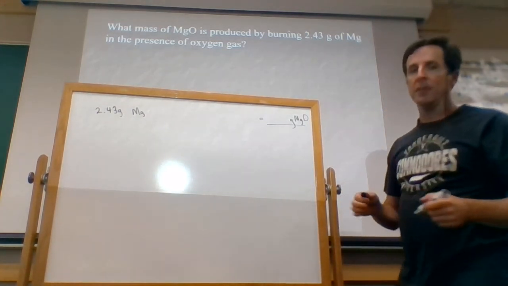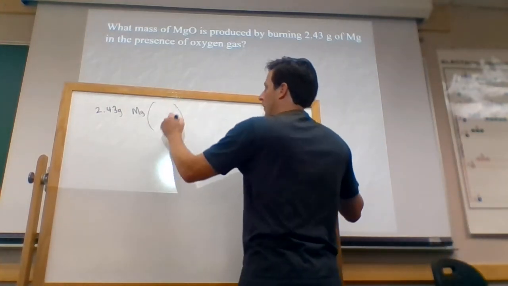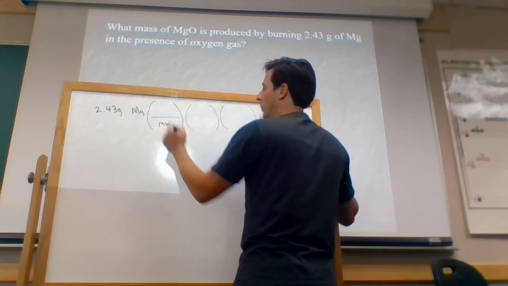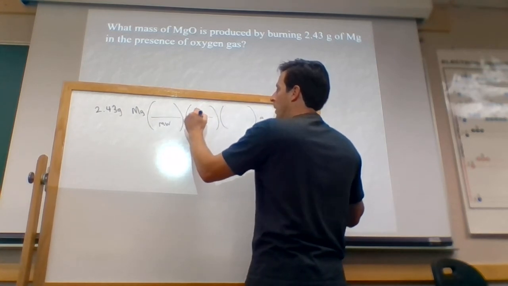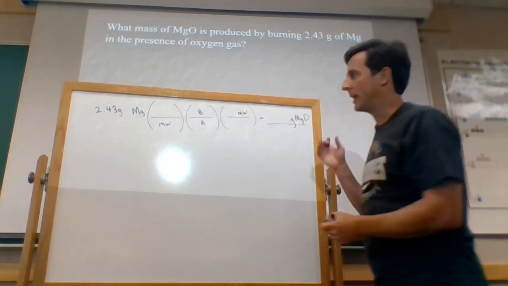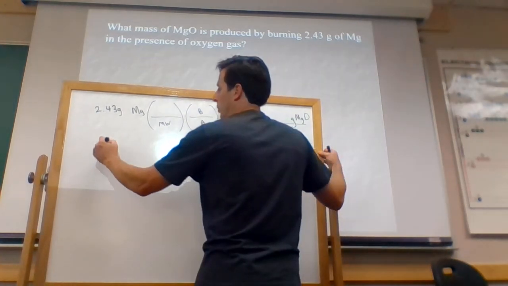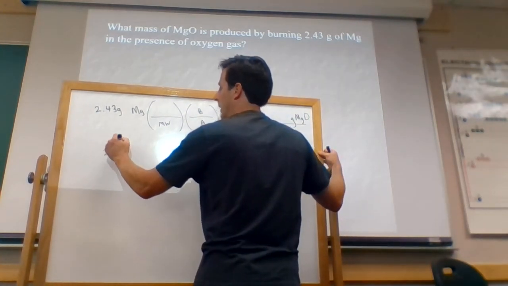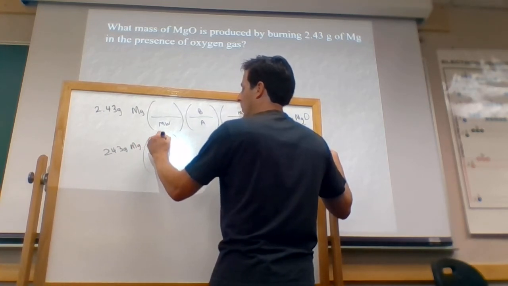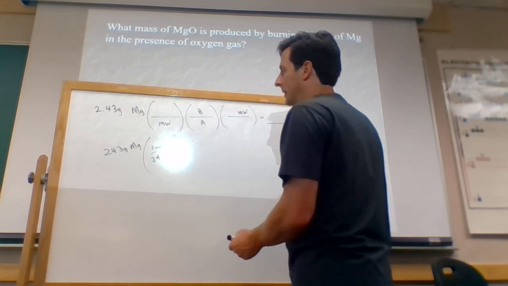Now, once again, if it's a grams to grams problem, it's going to be 3 steps. The setup is always going to be the molecular weight of the first one at the bottom, the ratio of B over A in the middle, and then the molecular weight of the second compound in the top. That's what it's going to look like. So it's going to be 2.43 grams of Mg, 1 mole, 24.3 grams is the atomic weight of magnesium.